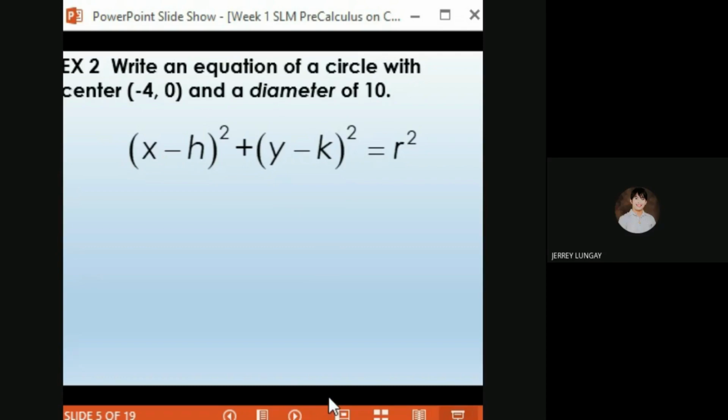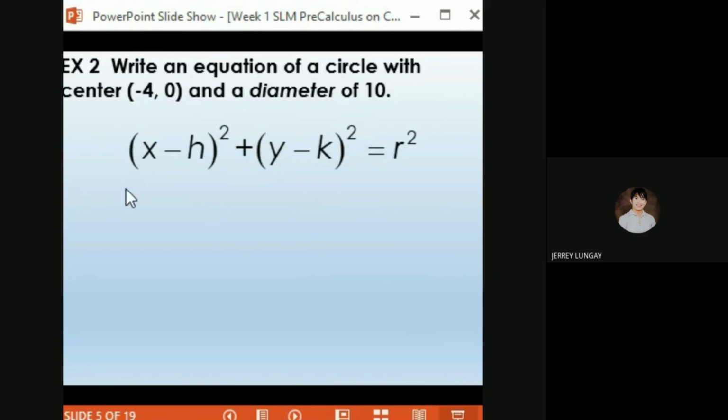Okay, D is equal to 2R, class. Since our D is equal to 2R, what would be our R? D is equal to 10. 5, very good, Kate. Kate Princess Paltep answered 5. She is right. I will give 10 points for Paltep.